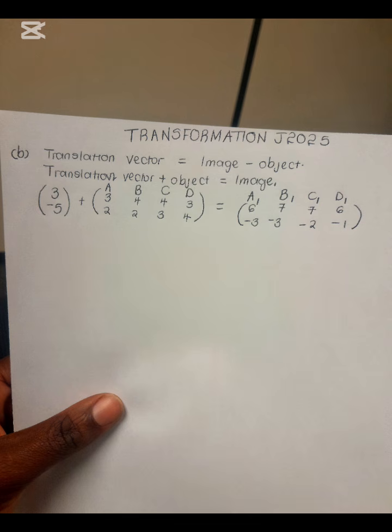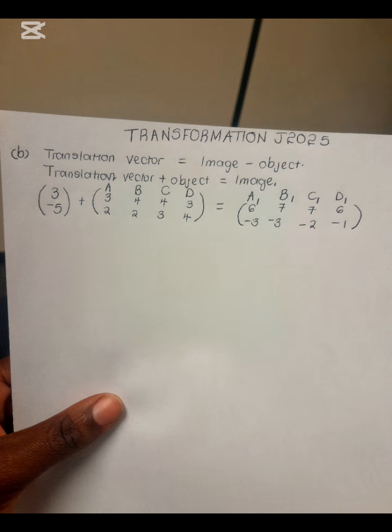For us to get the coordinates, you need to understand this formula: translation vector is equal to image minus object. The object is the original one, and the image is the transformed one. Here we need to find the coordinates of the transformed one. We shift minus object to the other side so that it is going to be added. So we need to add (3, -5) to each and every coordinate of the object.